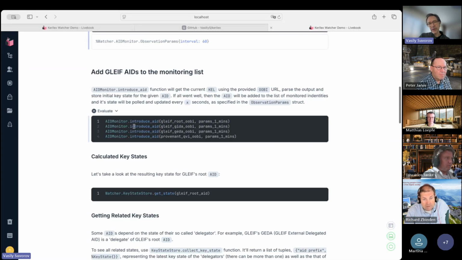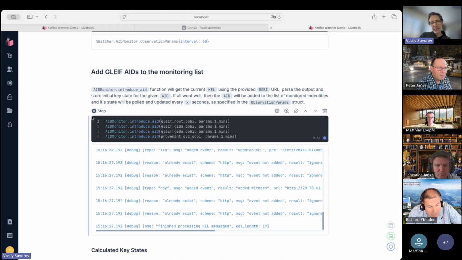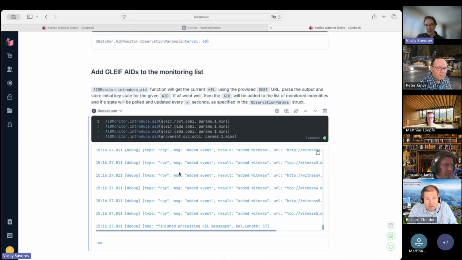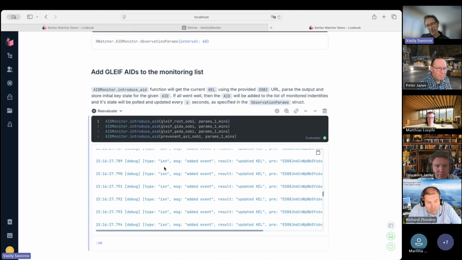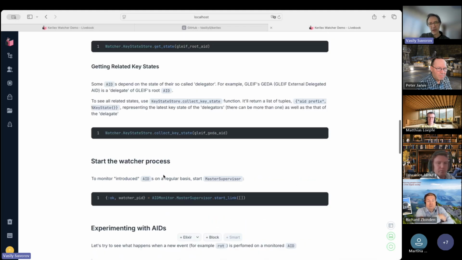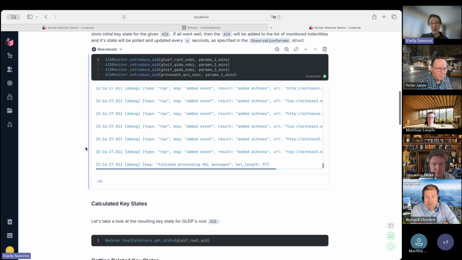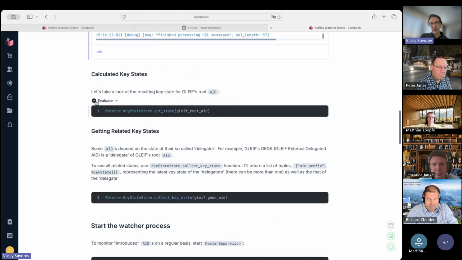So now we're going to introduce, right? Remember that we need to load the initial information from these witnesses. And you can see that we started to basically read the information and start processing different types of messages, right, from these identifiers. So now it's loaded. So we just loaded 4 different KELs. Basically, some of them are quite lengthy, like 57 events. Now, so let's take a look.